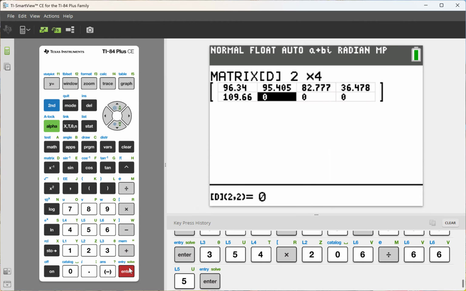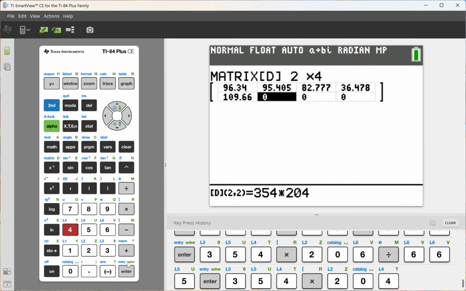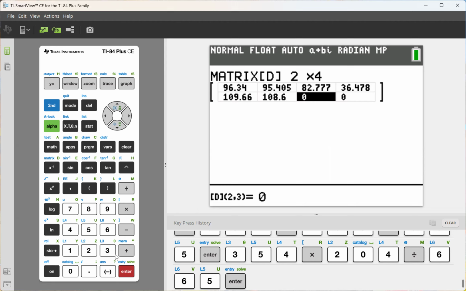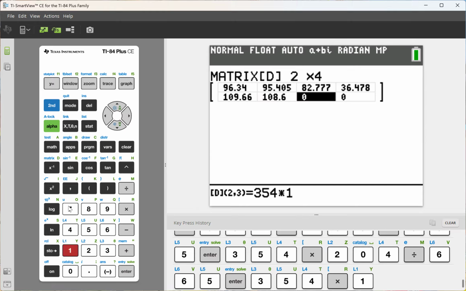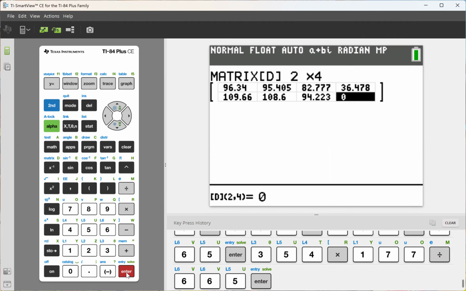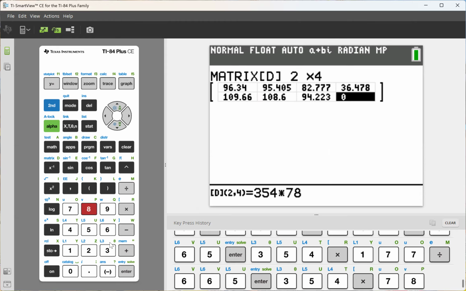The next column, we had a row total of 354, a column total of 204, and divided by the total, which was 665. The next one, we had a row total of 354, a column total of 177, divided by that total, 665. And the last one, we had a row total of 354 times a column total of 78 divided by 665.